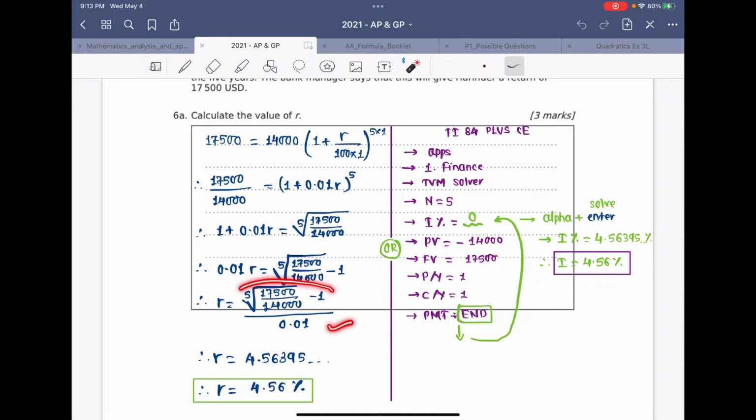Then I am typing the full part in the calculator. I am getting the answer 4.56395, which is 4.56%. This is method 1.